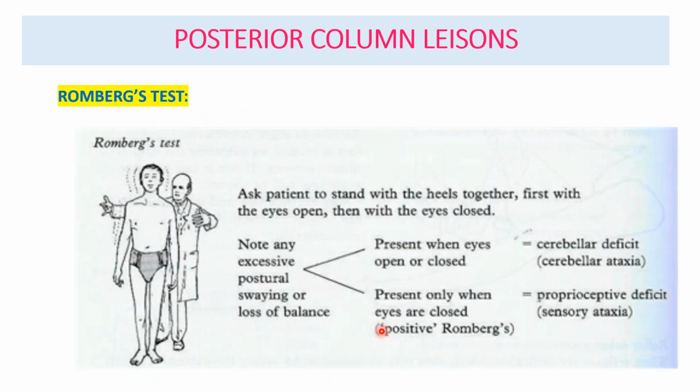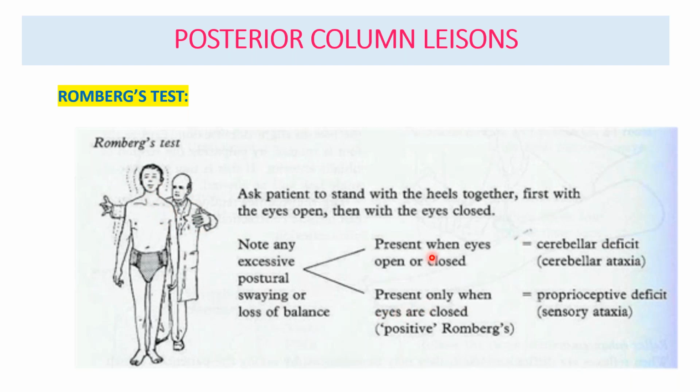This is the test which is called the Romberg test, which we do to check for proprioception. The patient is asked to stand with his heels together, first with his eyes open, then he is asked to close his eyes. And the observer is standing behind.